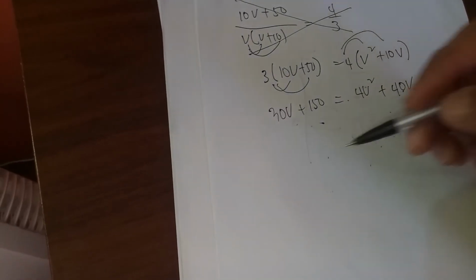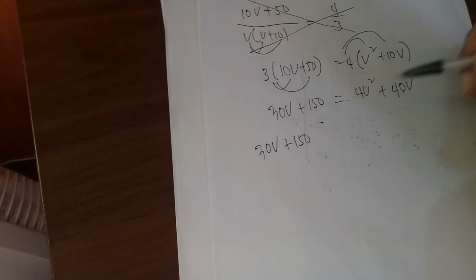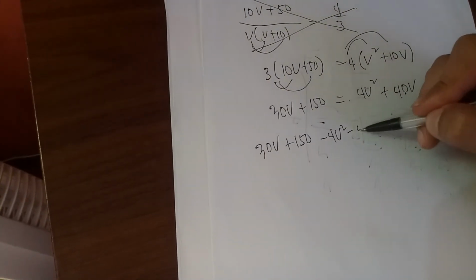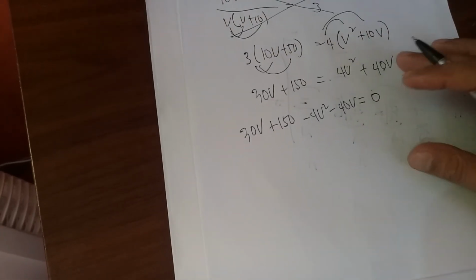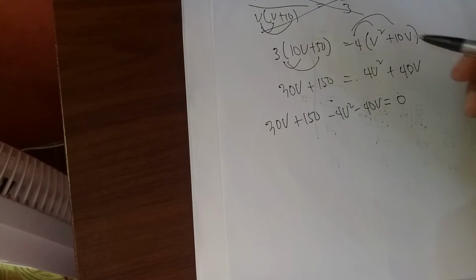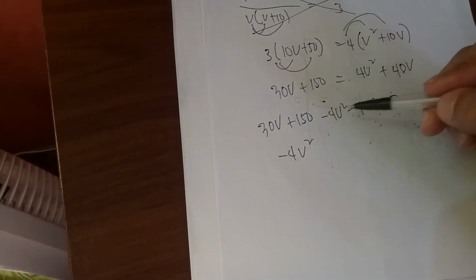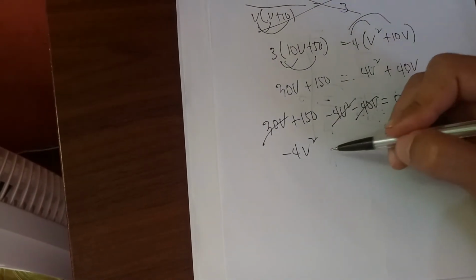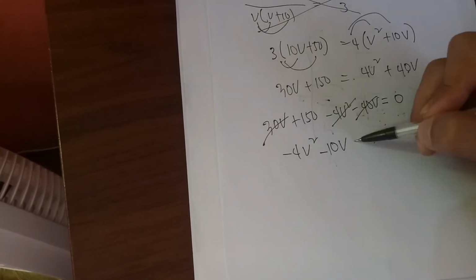Okay, put them together, all terms on the left side. So this is 30v plus 150. This will become negative and negative. Negative 4v squared minus 40v. So there is no remaining terms on the right side, so it should be 0. And then rewrite negative 4v squared. Wala na siya, no? And then what is negative 40v and positive 30v? Negative 10v. And positive 150 equals 0.